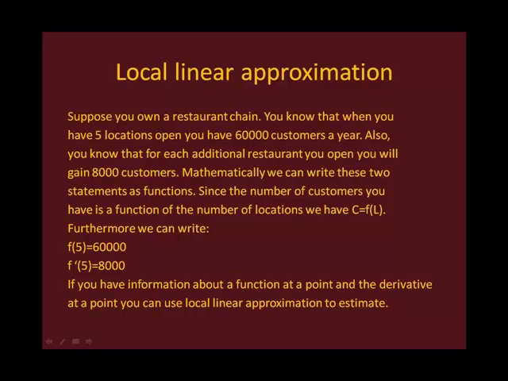Now, we also know that for each additional restaurant you open, you will gain 8,000 customers. That's a rate of change. So by adding one additional unit, if you have a rate of change, that's represented by a derivative. So here, the derivative, f prime at 5, is 8,000, because you know that to go from 5 restaurants to 6, you will gain 8,000 customers.